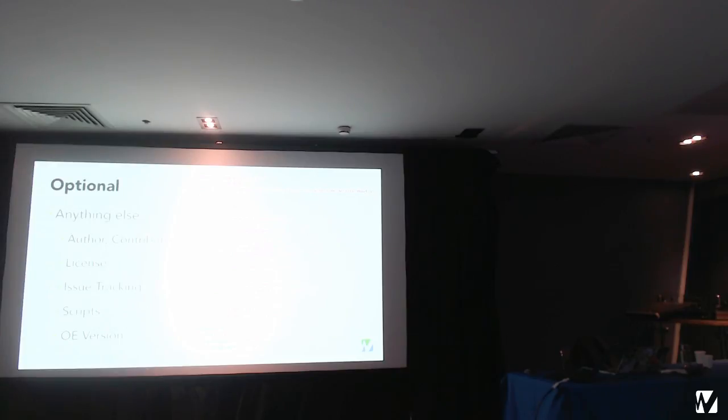Then optional elements, anything else: author, contributors, license, issue tracking link, repository link, OE version, scripts, anything else. And what's more interesting, you can have user-defined fields. Our validation tool reads these files and checks that the required elements are there, and that the optional ones, if you have them, respect the convention, so you cannot put a boolean for the author.